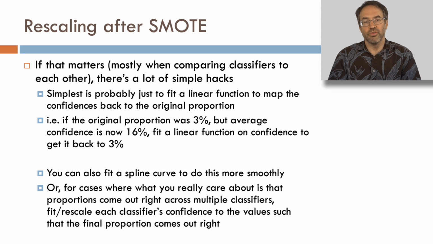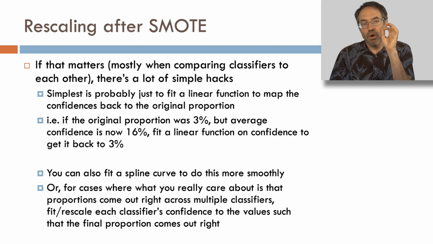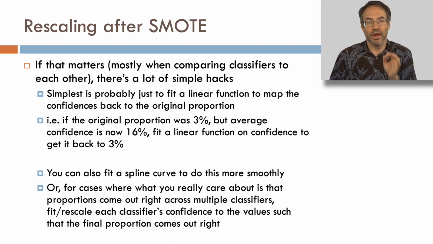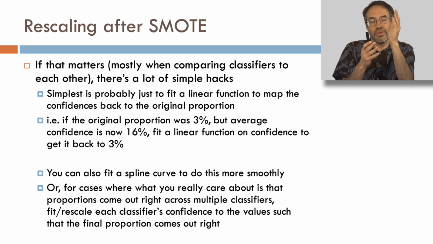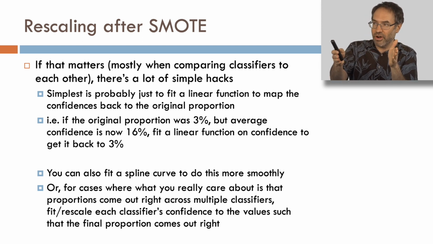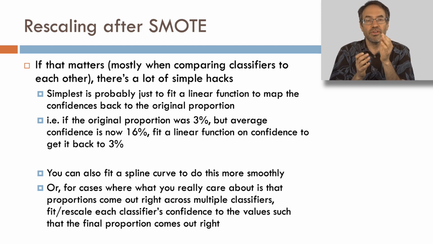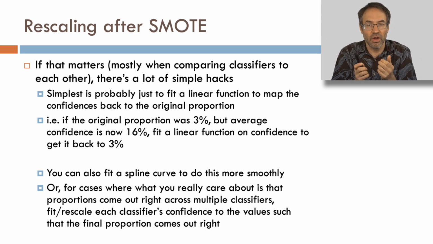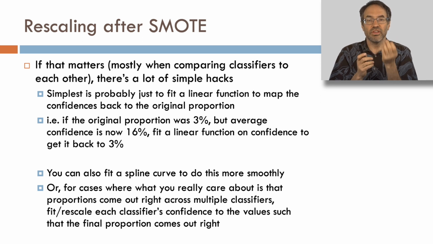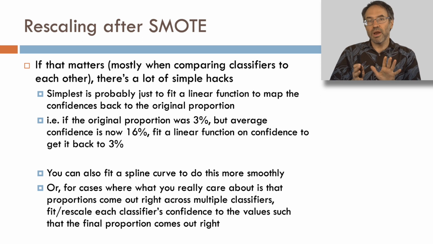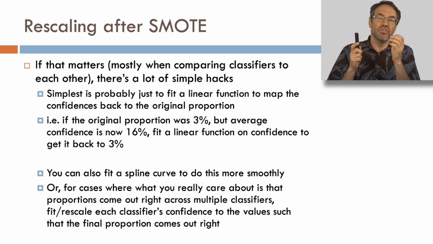You can also fit a spline curve to do this more smoothly. It's a lot more work. Or for cases where what you really care about is that the proportions come out right across multiple classifiers, so you want that 3% for this construct and 8% for another one and 15% for this one over here, what you can do then is to fit and rescale each classifier's confidence to the value such that the final proportion comes out right. Bottom line is, rescaling is something you don't have to do very often.